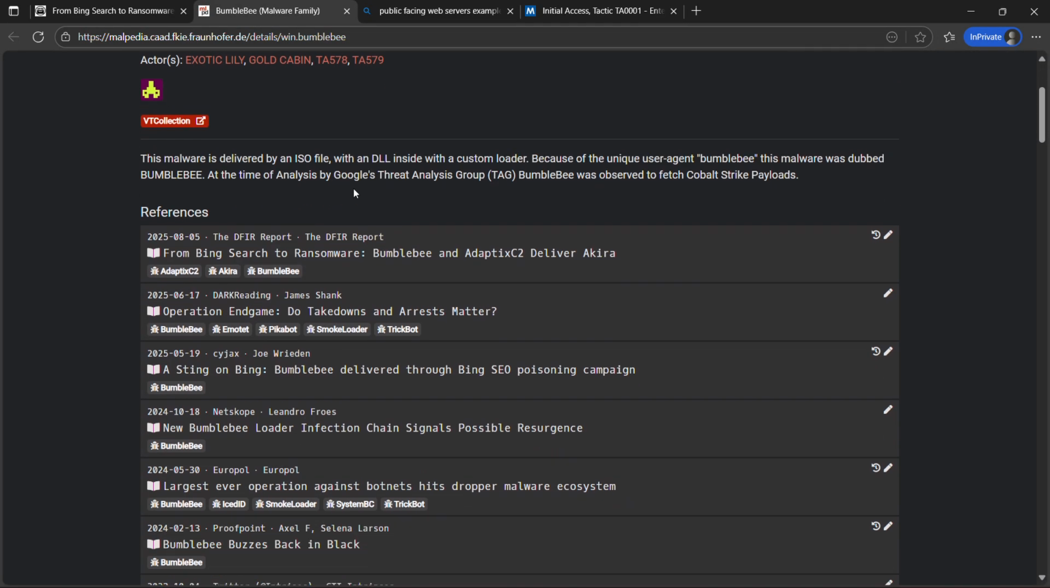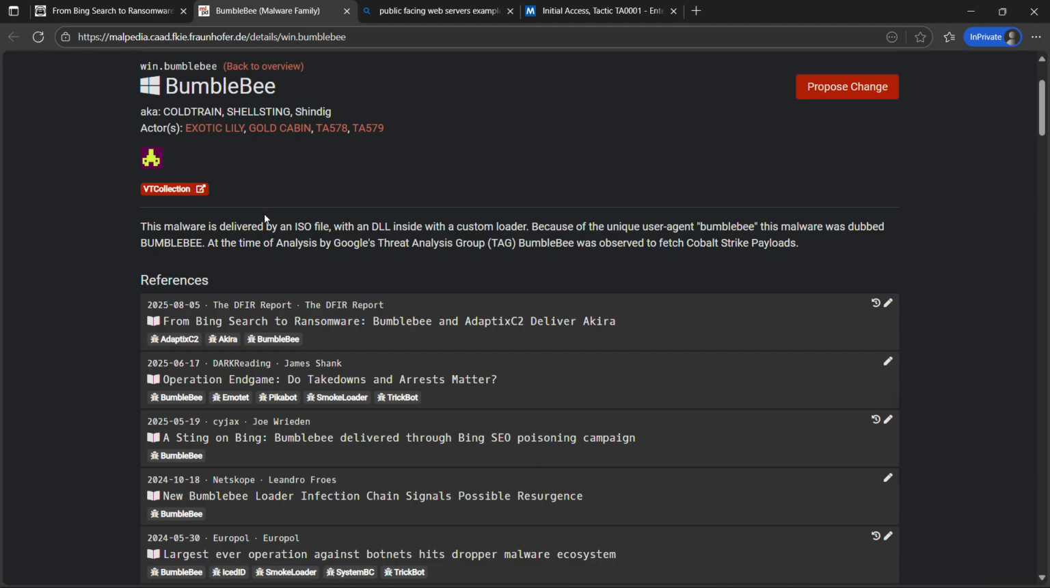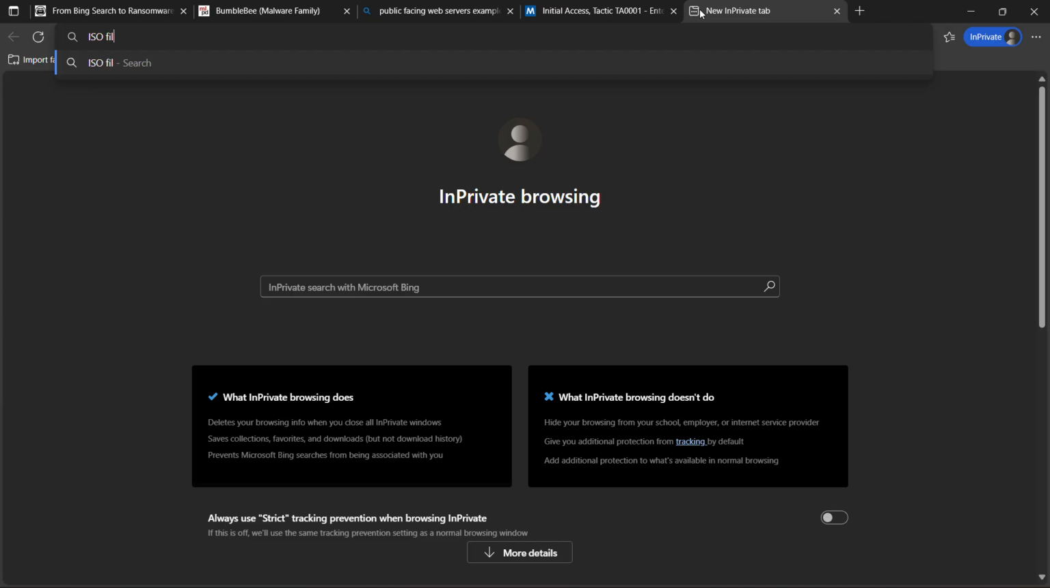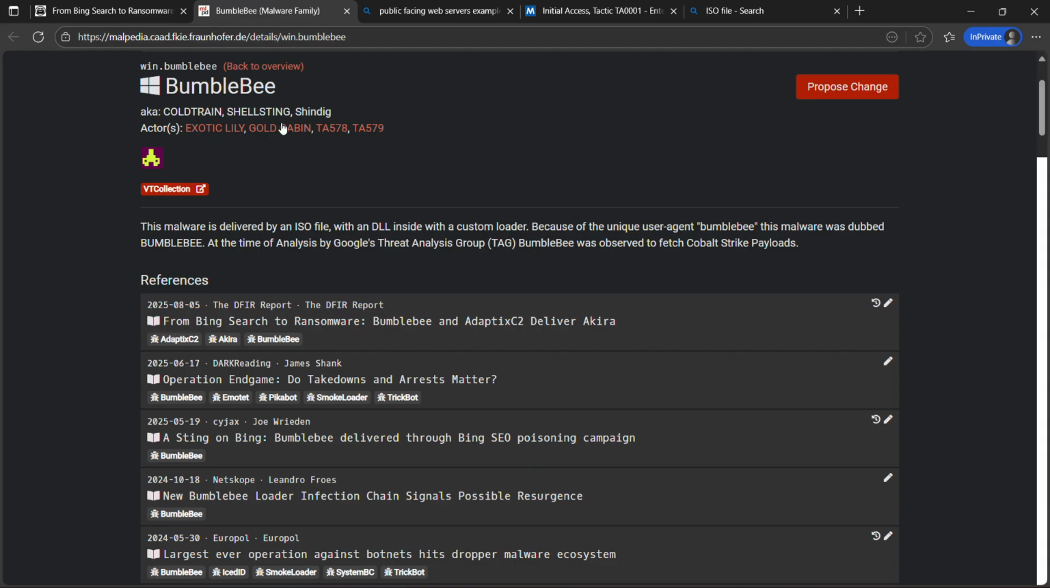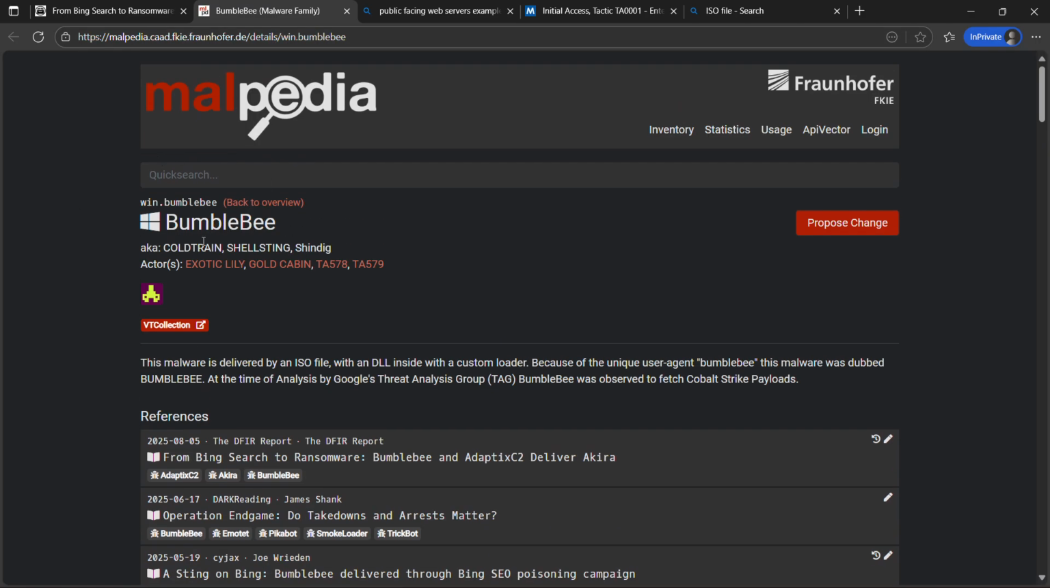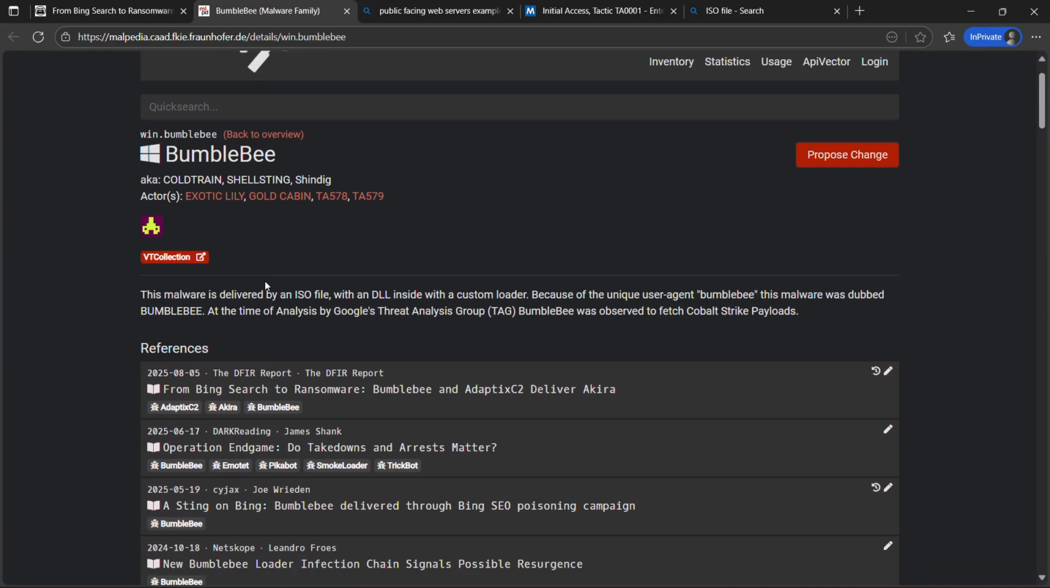Let's look at Bumblebee. Let's familiarize ourselves with this one. This malware is delivered by an ISO file. Let's look that up. An ISO file is an archive that contains an exact copy of data from an optical disc, such as CD or Blu-ray, and is commonly used for backup and software distribution. Oh, so it's a copy of data from a CD. So this malware came from a CD, is that it?